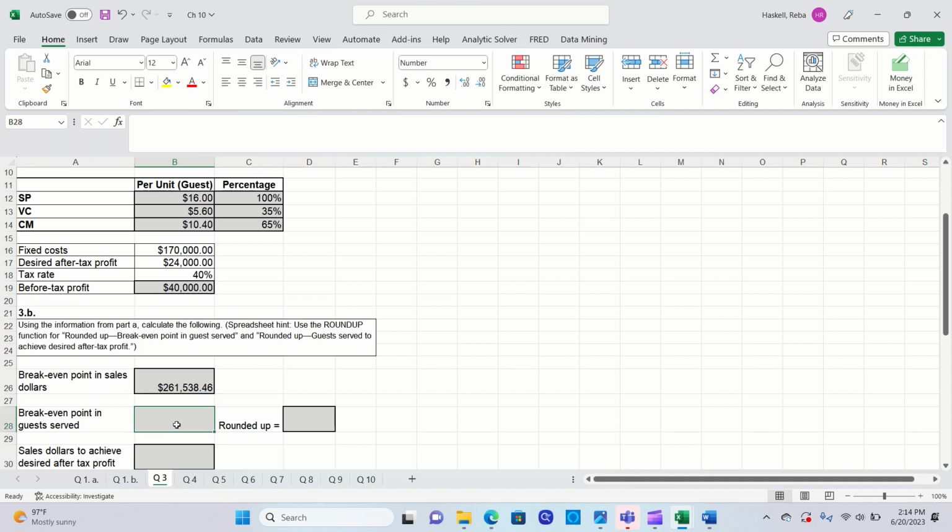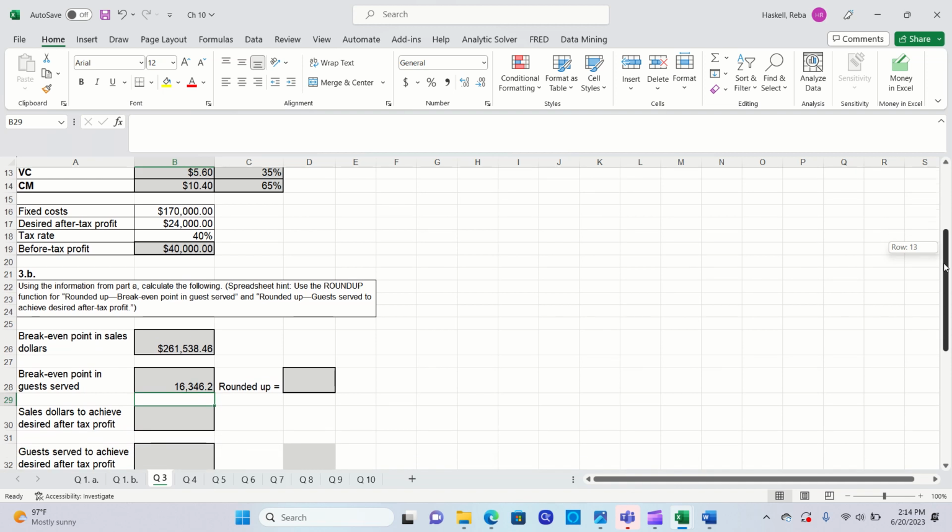Okay. If we want to get our break even point in guests served, we're going to take our fixed costs, but now we're going to divide that by our contribution margin in dollars. All right, so we see we need 46.2 guests. Round that up. We'll go ahead and run that to 16,347.